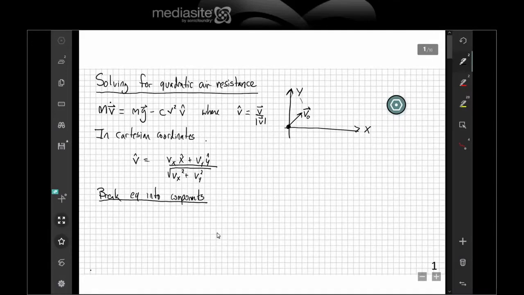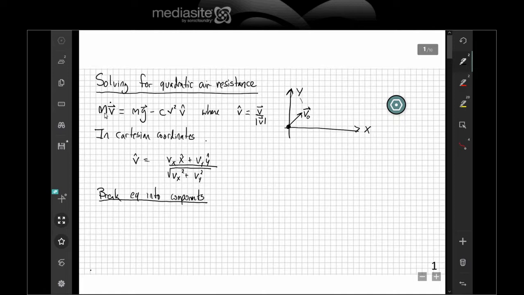Brian Washburn. What I'd like to do now is solve the equations of motion for quadratic air resistance. So last time we derived two coupled first order differential equations. So again, let's review. What I have here is, we derived these equations before.